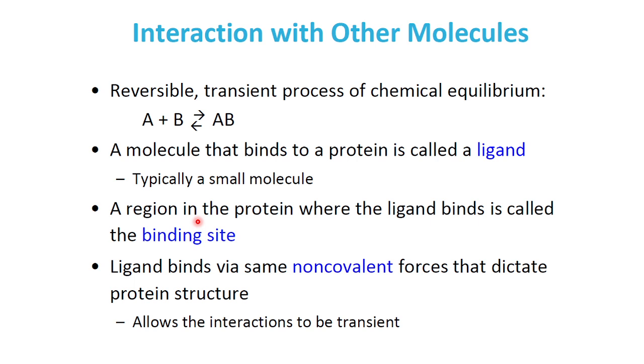Now some forces are required for the ligand to bind to such a macromolecule, which include non-covalent forces, sometimes hydrogen bonds, and van der Waals forces. So there are different forces involved in the ligand binding to your protein structure or any kind of macromolecule. So this allows the interactions to be transient.